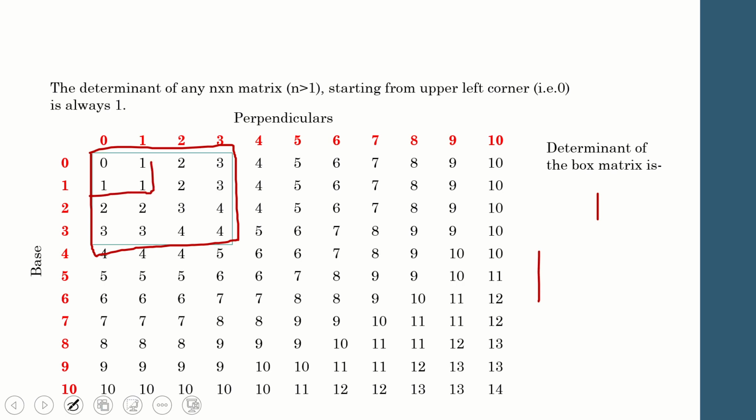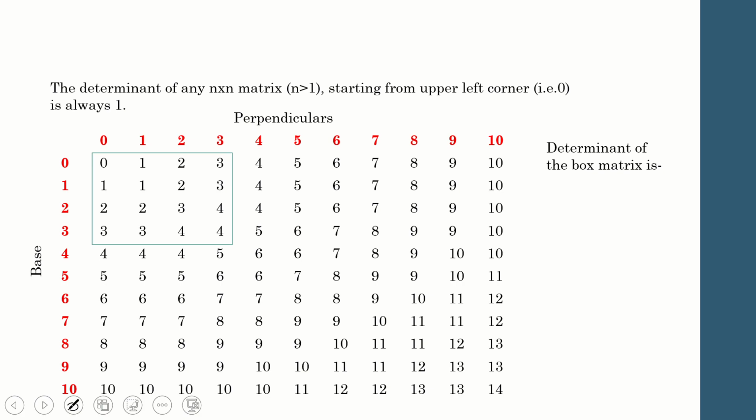Let me tell you why I have to take 3, not 2. Because if you see 0, 1, 1, 1, if you find out 0 minus 1 minus 1, that's why we are not taking this one. So this is another kind of drawback, but it is a very small drawback.